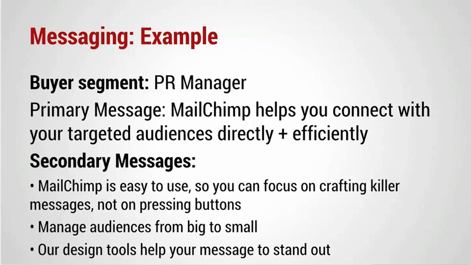A secondary message could also be something like, you can manage audiences from big to small, because PR managers have different publics that they need to reach. Sometimes they need to reach a very small group, and sometimes a very large group, and MailChimp lets you do that. A secondary message that supports the primary message could be something like, our design tools help your message stand out. You don't have to know design to use MailChimp and make a communication that looks good.